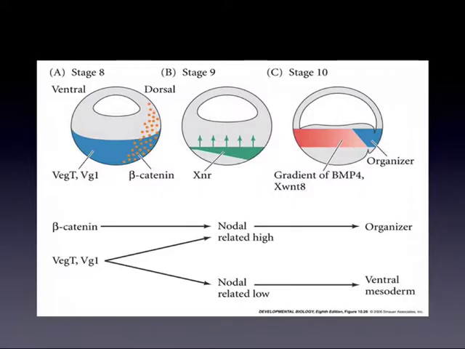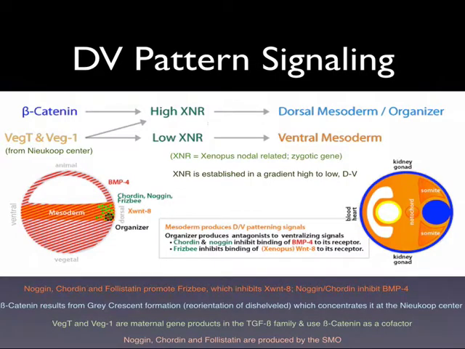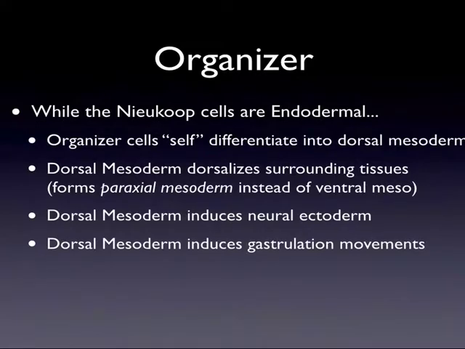Here's another version of the same information. Beta-catenin with high nodal, VG1 and VEG-T with low nodal, ventral mesoderm versus dorsal mesoderm. All right, so let's summarize what we're talking about here with the organizer in the following manner. While the Nieuwkoop center cells are actually endodermal cells, what they are going to induce is the formation of dorsal mesoderm, and that's the organizer. All right. The organizer self-differentiates into this dorsal mesoderm.